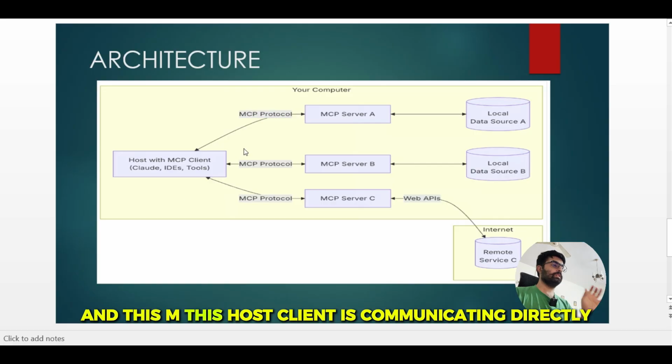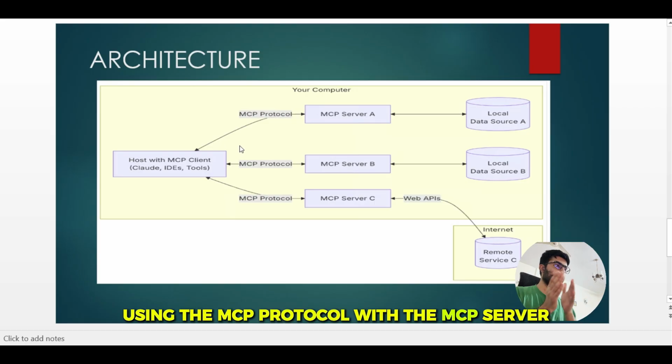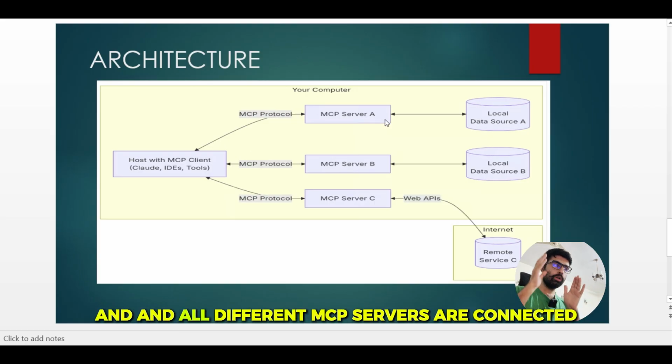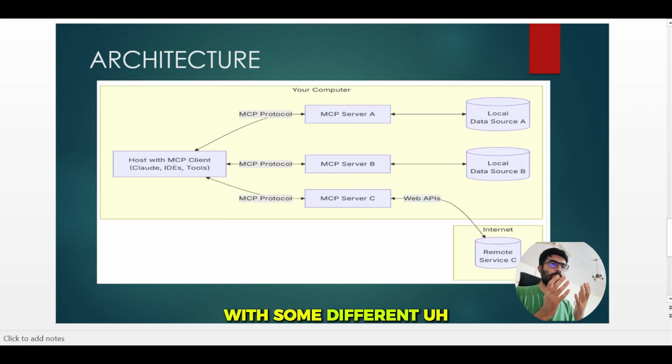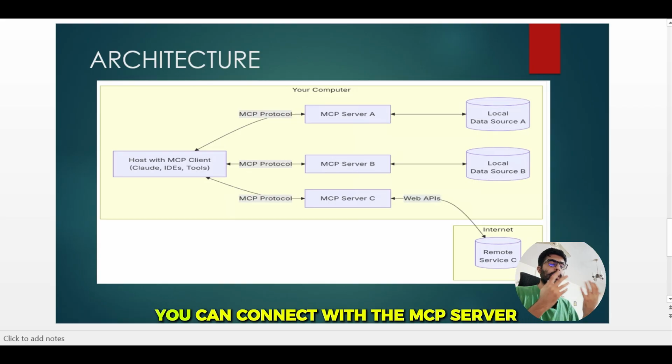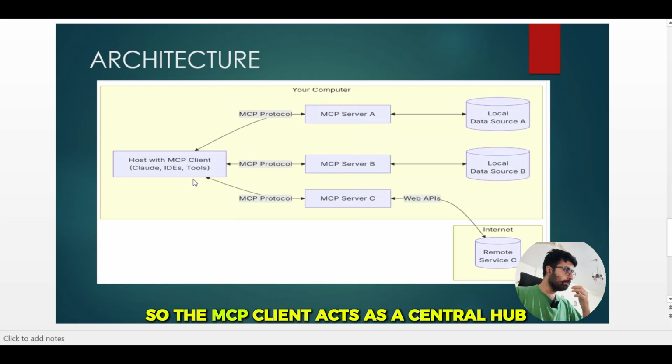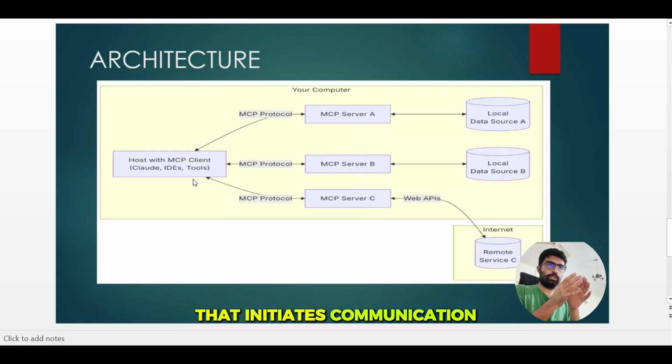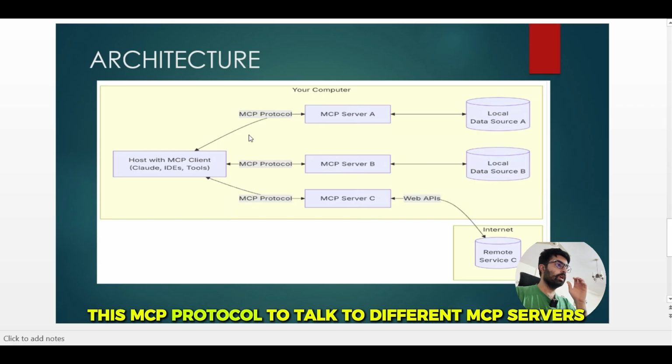And this host client is communicating directly using the MCP protocol with the MCP server, and all different MCP servers are connected with some different tools like databases, different frameworks, and available different AI tools you can connect with the MCP server. So the MCP client acts as a central hub that initiates communication, and it uses this MCP protocol to talk to different MCP servers.